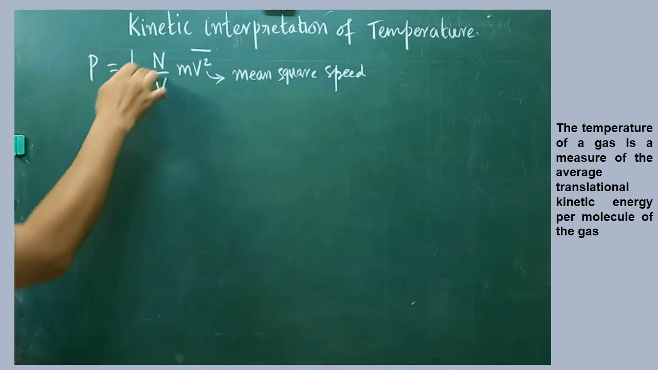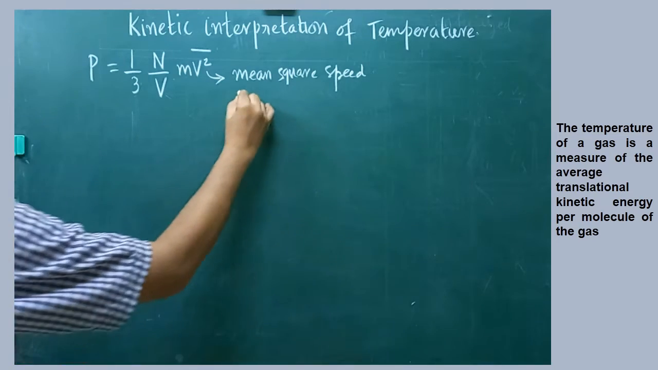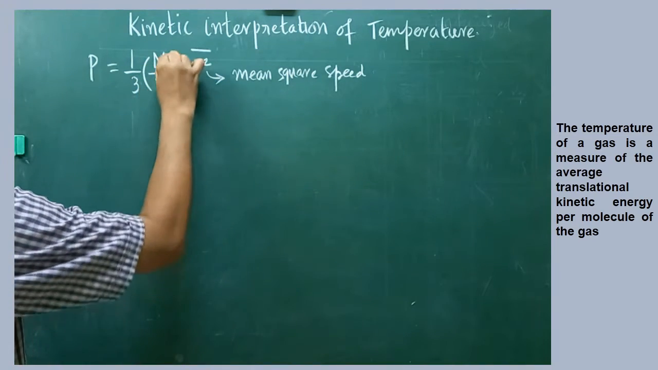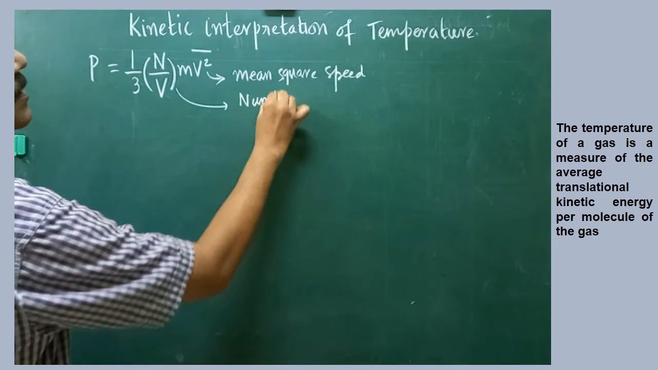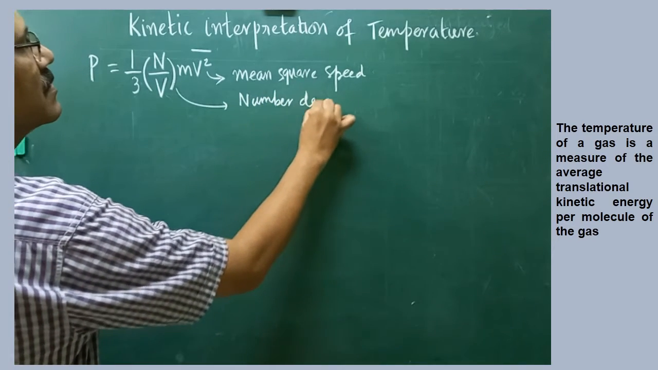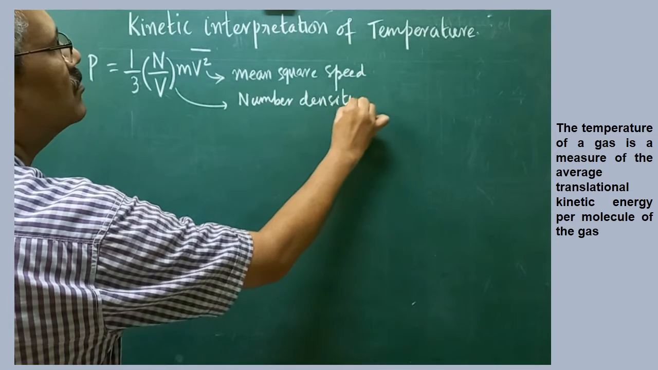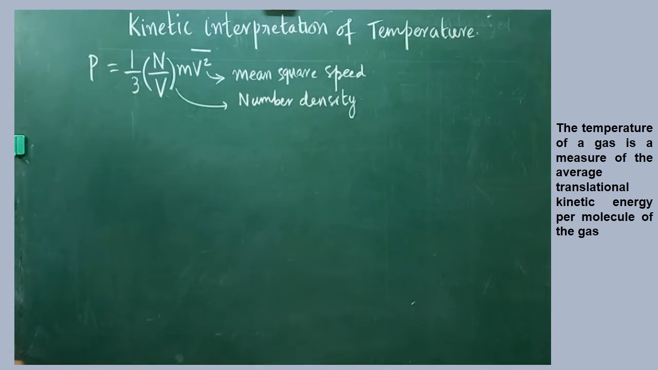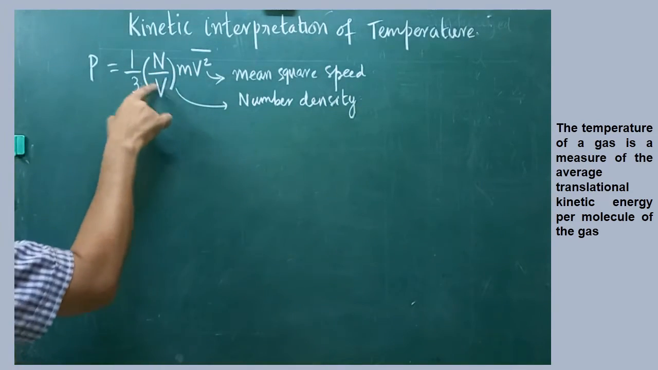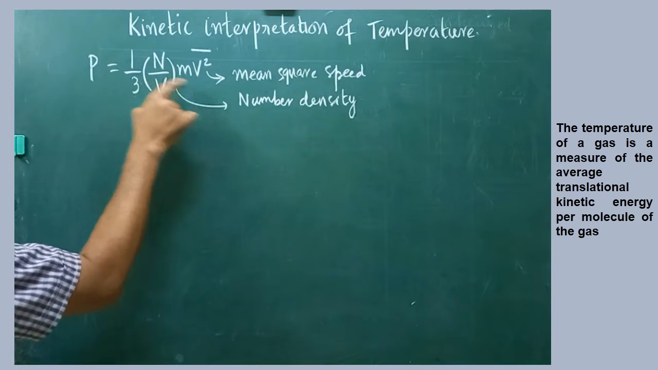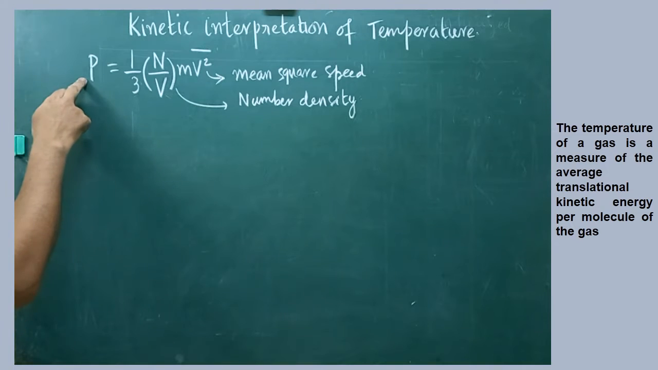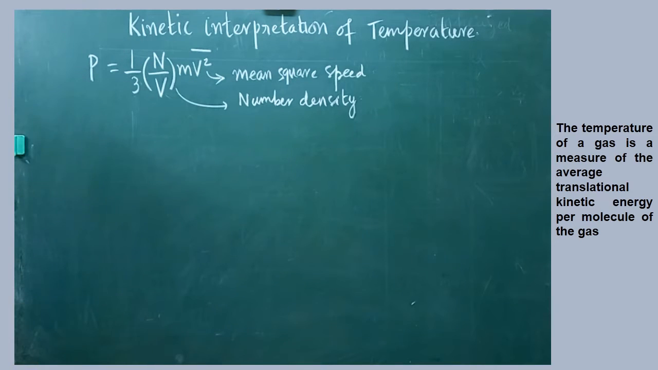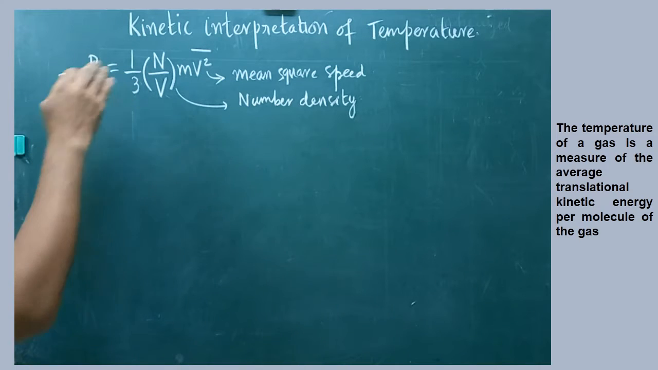Are you clear? Here N by V is called the number density. Number density means within the given volume, how many gas molecules or air molecules are present. That factor gives you the term called number density. So this entire factor gives the pressure of the gas. Already this equation was derived in the previous class.